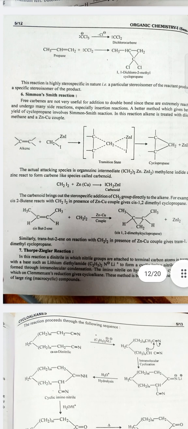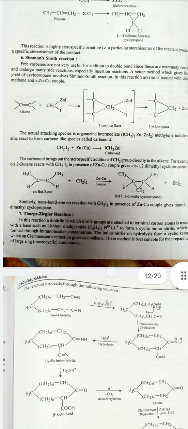7. Thorpe-Ziegler reaction. In this reaction, a dinitrile in which nitrile groups are attached to terminal carbon atoms is treated with a base such as lithium diethylamide to form a cyclic iminonitrile, which is formed through intramolecular condensation. The iminonitrile on hydrolysis forms a cyclic ketone, which on Clemmensen reduction gives cycloalkane.